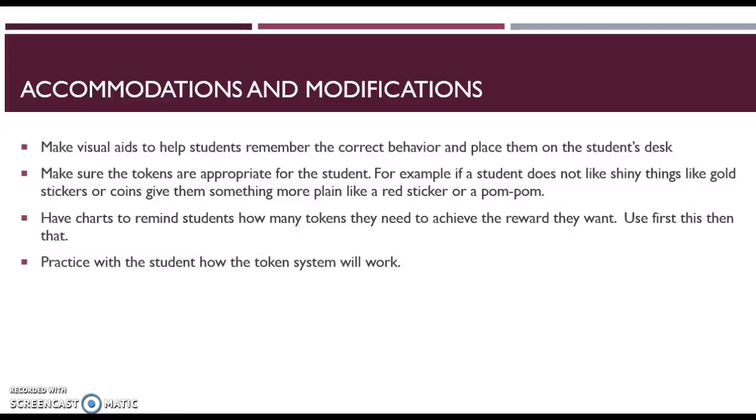We also need to make sure the tokens are appropriate for the students. So, for example, if a student doesn't like shiny things like gold stickers or coins, then maybe using something like a plain red sticker or the craft pom-poms might be a better idea because it's not going to be distracting or upsetting to the student. It's also important to practice working with the student on using the token system so the student knows how it works and when they're going to be rewarded or given tokens.